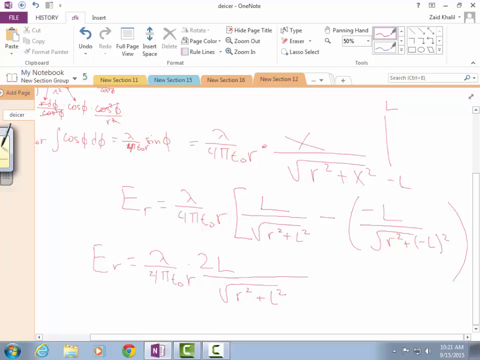Is it right? That's right. We have to do limiting cases. So we get 2 lambda over 4 pi epsilon naught, which is lambda over 2 pi epsilon naught r times L over the square root of r squared plus L squared. So there's our solution.